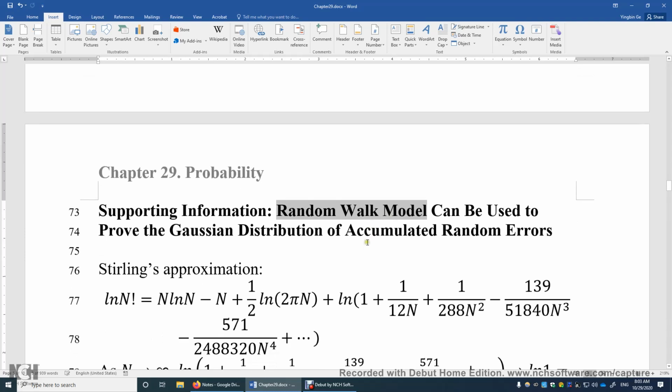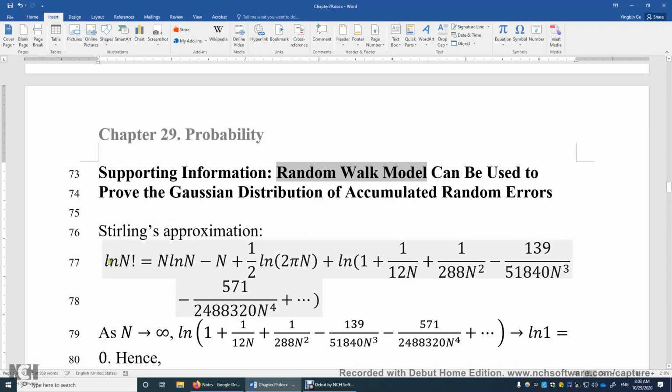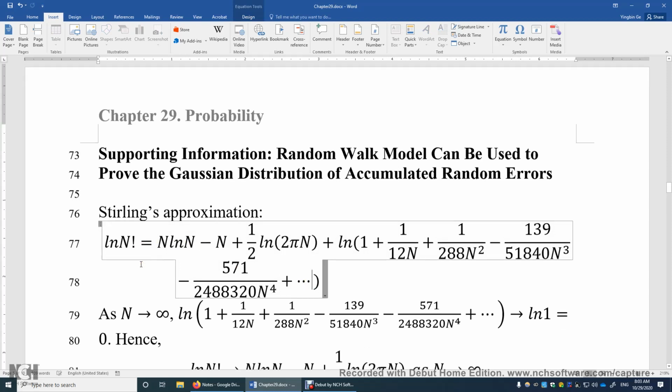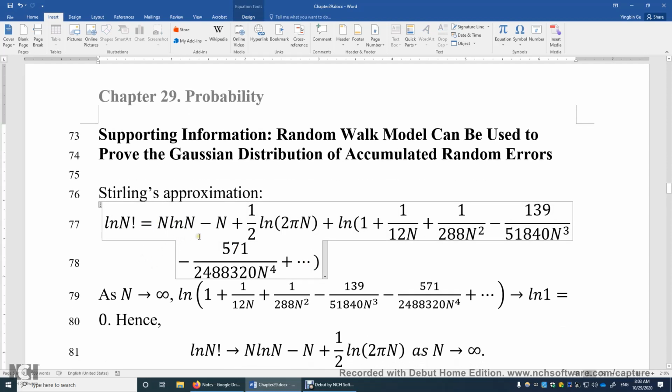So to prove this, we need to know Stirling's approximation for the logarithm of n factorial. It adopts this form. To make it simpler, the logarithm of n factorial is roughly n times the logarithm of n minus n plus 1/2 times the logarithm of 2 pi n. So if this n is large, you typically can neglect all these terms.